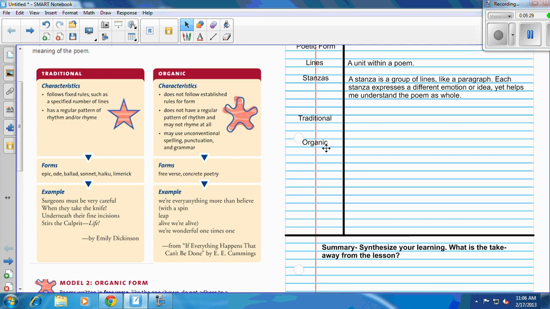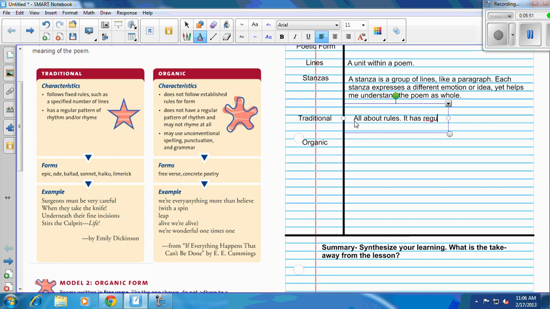Okay, let's look at traditional. The characteristics of a traditional poem are that it follows fixed rules such as a specific number of lines. It has regular patterns of rhythm and or rhyme. So traditional poetry is all about rules. It has regular patterns of rhythm and rhyme.